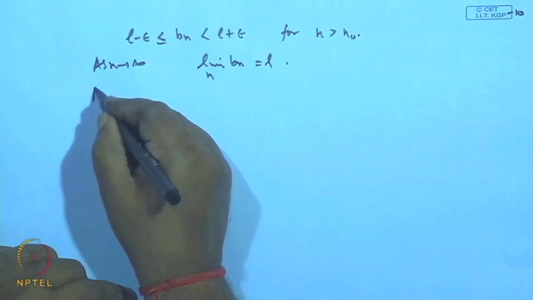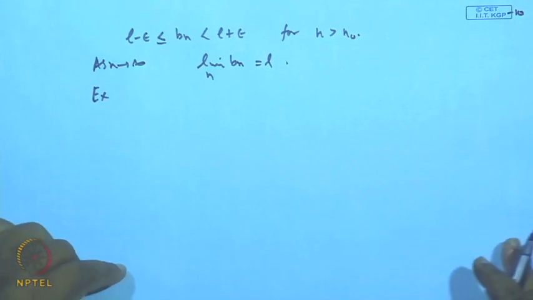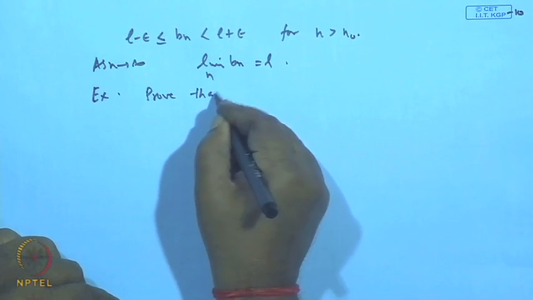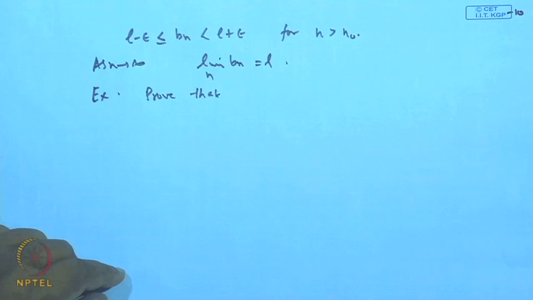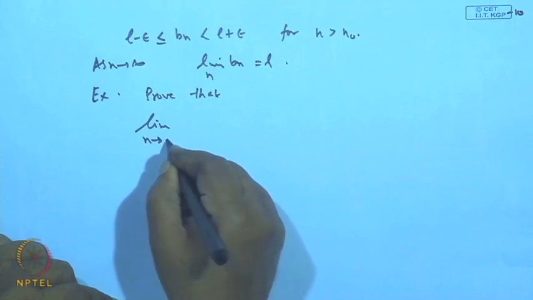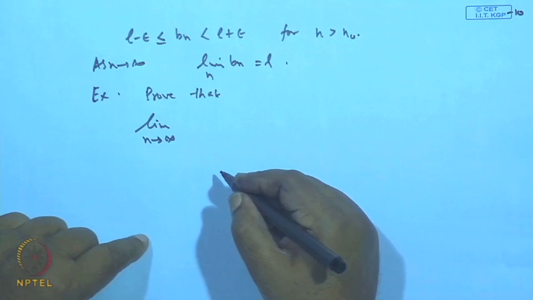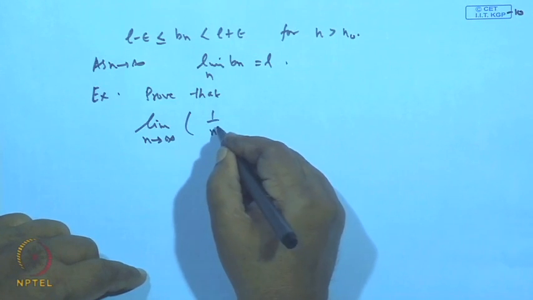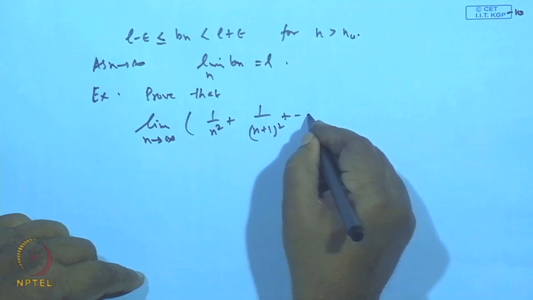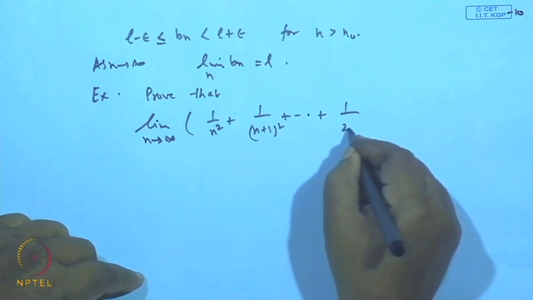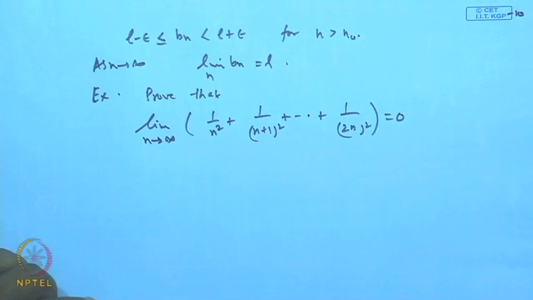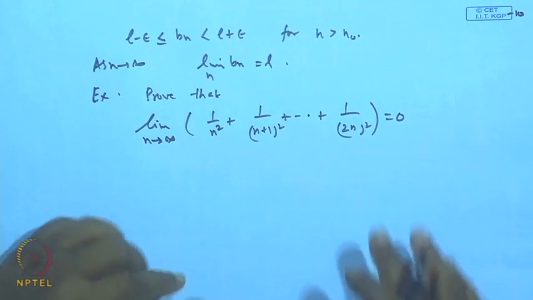For example, what is the use? Suppose I take this problem: prove that the limit of this, as n tends to infinity, 1 by n square, 1 by n plus 1 whole square, and so on, 1 by 2 n square, is 0. The limit of this is 0. We wanted to show this part.